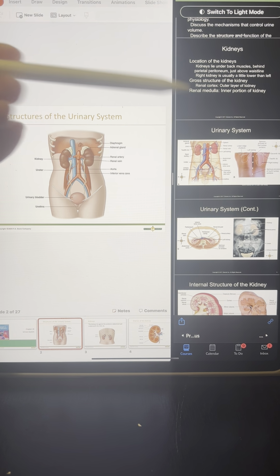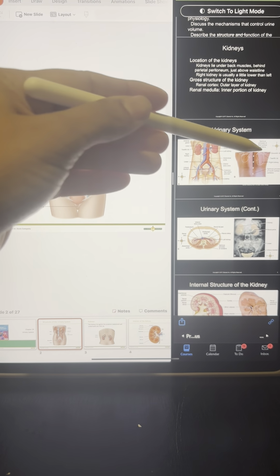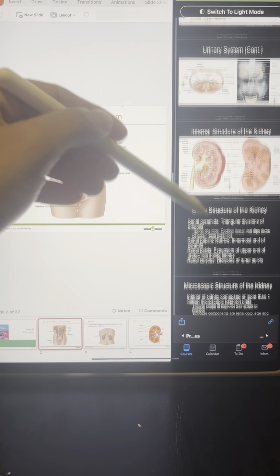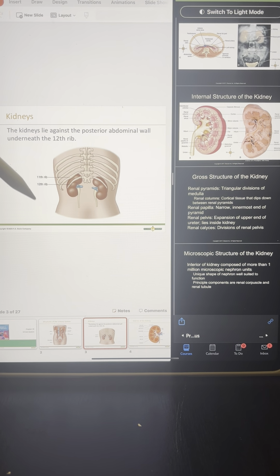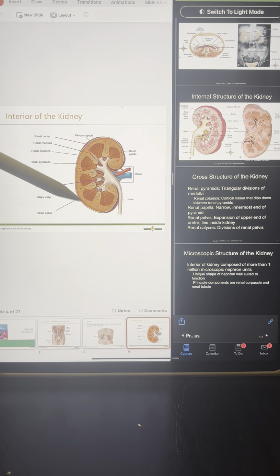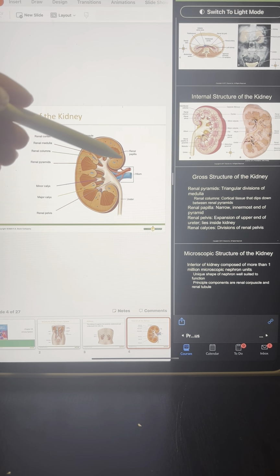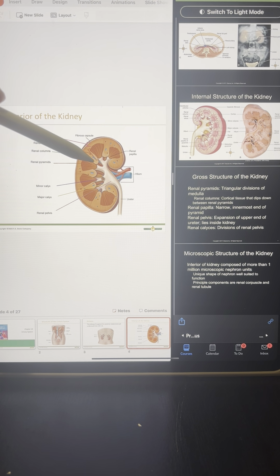I'm sorry, so we're going to talk about the kidney first. Kidneys, veins, ureters. Okay, you've got your renal cortex. This is all on the outside. Then you've got your renal medulla, which is these upside down triangles, or these pyramid looking things.